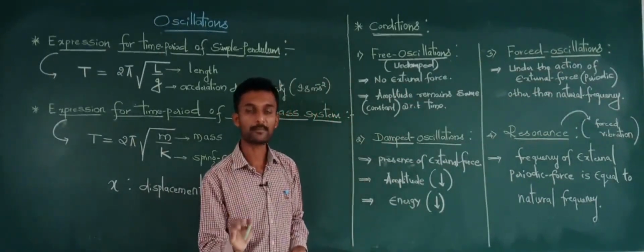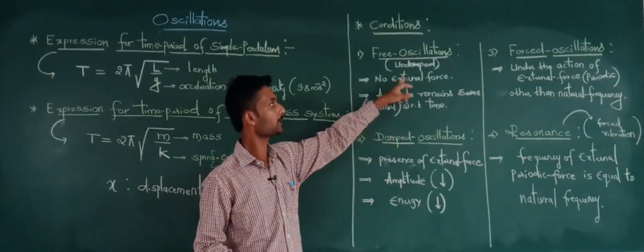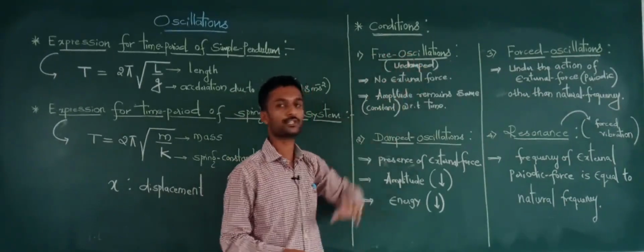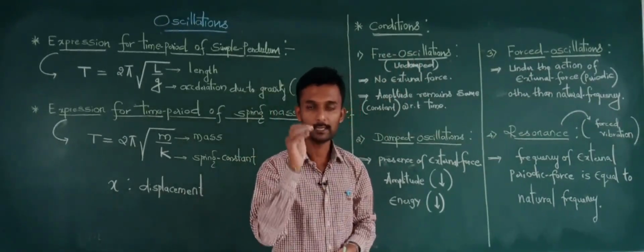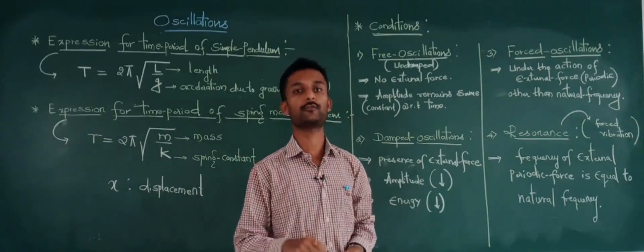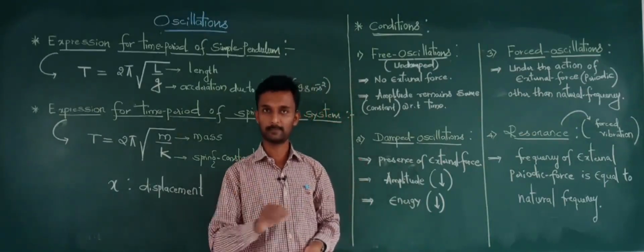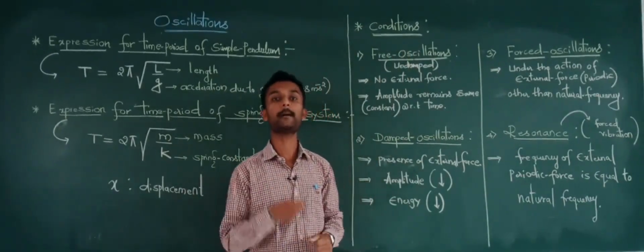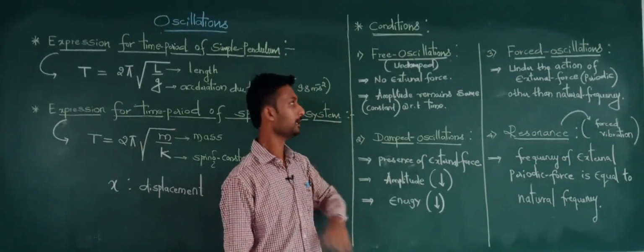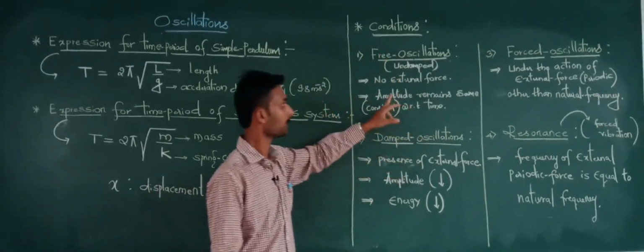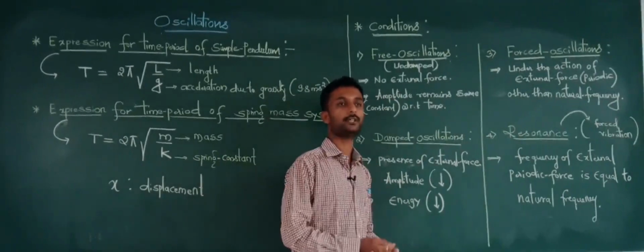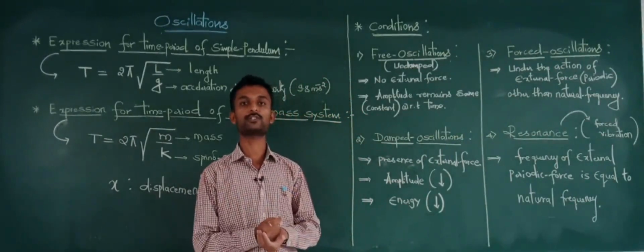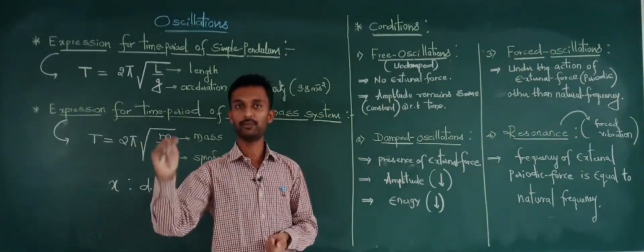In the absence of an external periodic force, oscillations will take place. Such oscillations are called free oscillations, or you can say undamped oscillations. In undamped oscillations, the amplitude remains constant with respect to time.